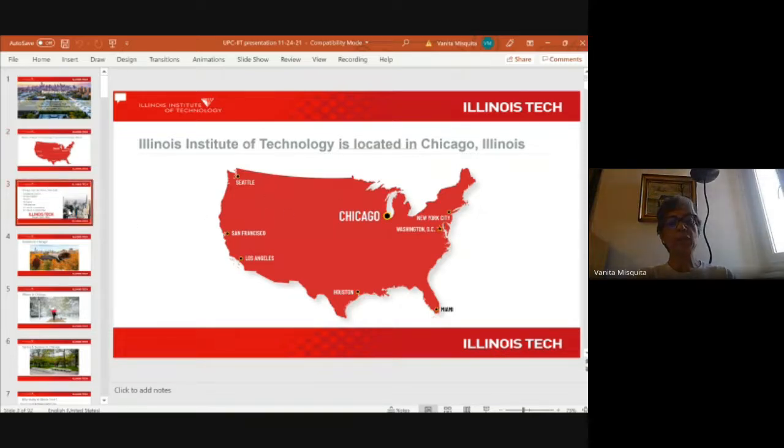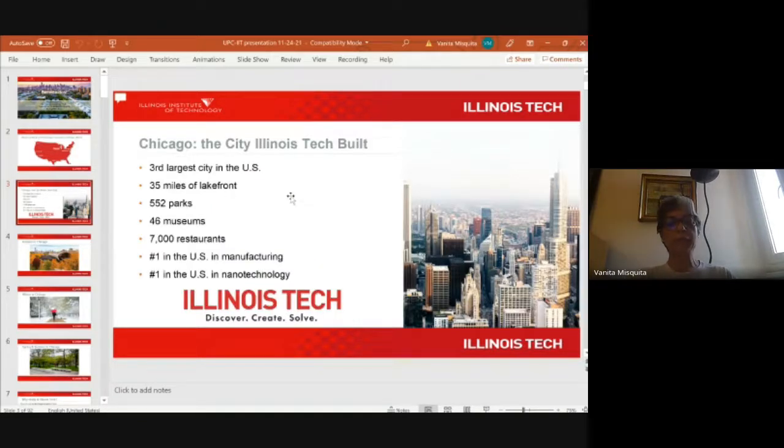About the city of Chicago, it's got 35 miles of lakefront, and many museums, many parks, and lots of students. When I've asked for their feedback about Chicago, all of them say that it's a beautiful city and they love the lake and the parks. Chicago is also number one in the US in manufacturing and in nanotechnology.